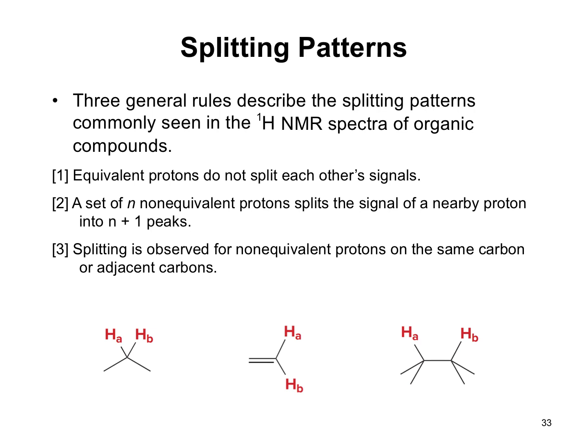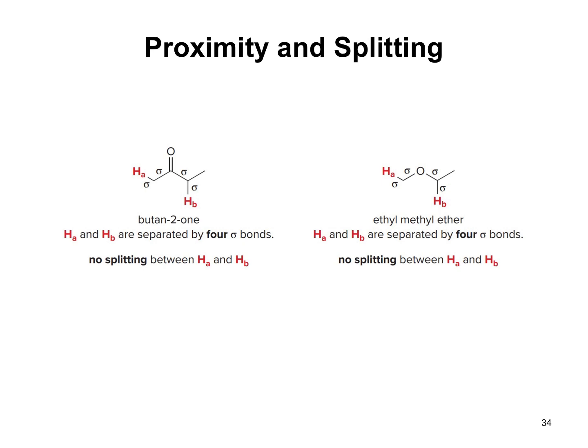Now, one other caveat that I want to add is that, right, splitting is generally not observed between protons that are separated by more than 3 sigma bonds, right? So if we look here, HA and HB are separated by 4 sigma bonds, 1, 2, 3, 4, and so they're not going to be split, okay? Another example here, these two are separated by 4, they're not going to be split. So really, more than 3 sigma bonds, we're not going to see any splitting.